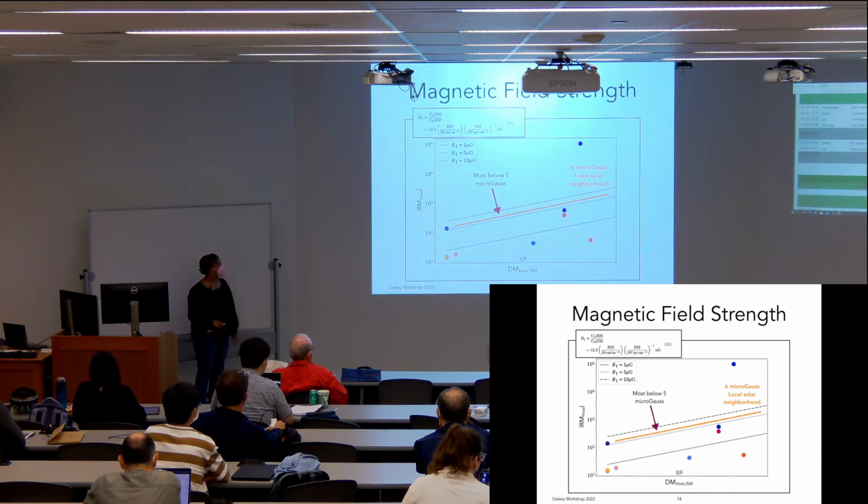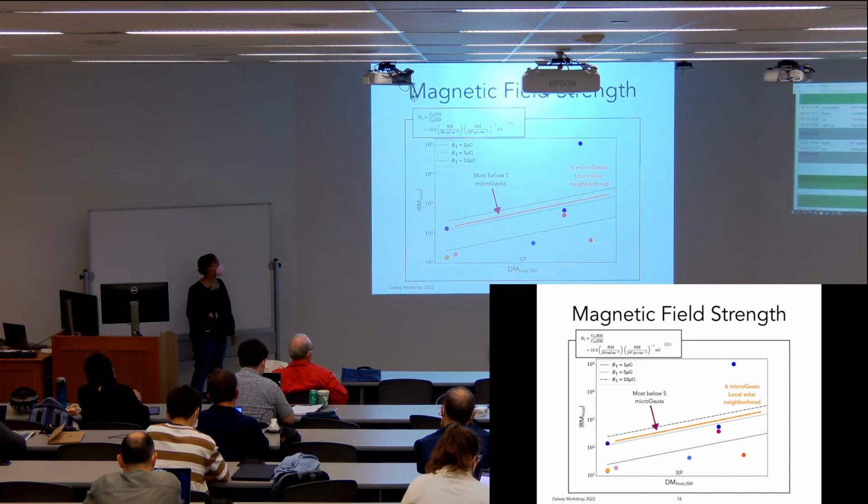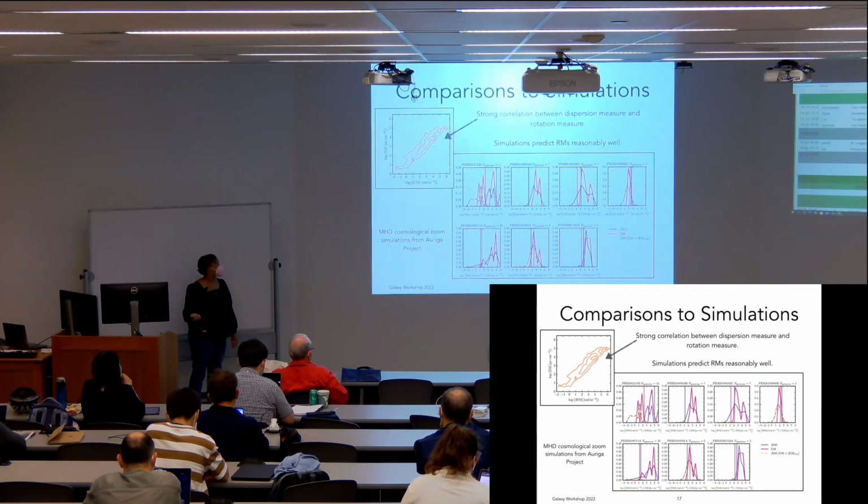And we see that most of our points, most of these FRBs, are in environments that are a bit lower than that 5 microgauss level. So yes, I guess environments don't quite look like what we see for the solar neighborhood, but this could be due to various kinds of effects. So I can go into more detail.